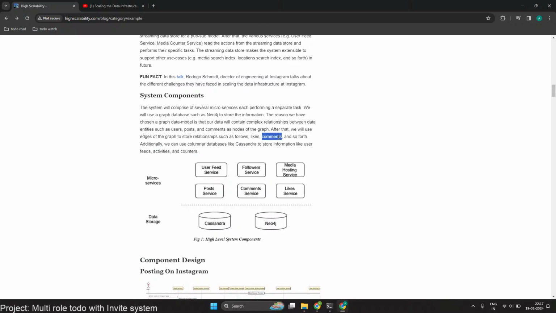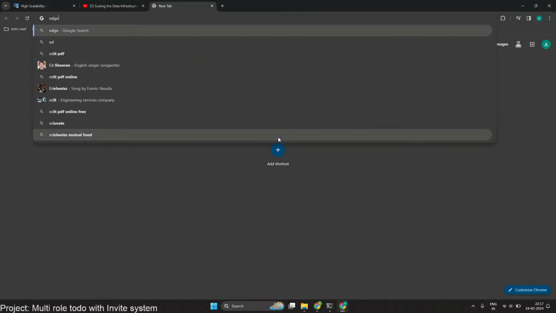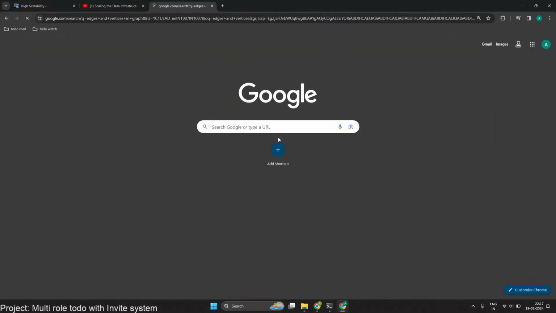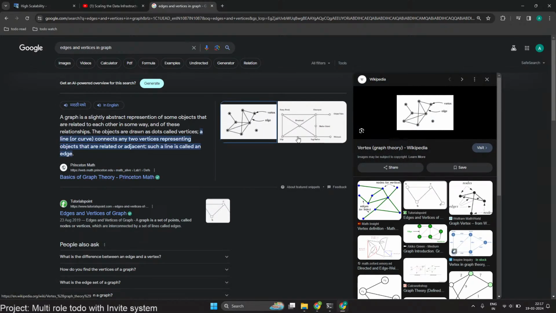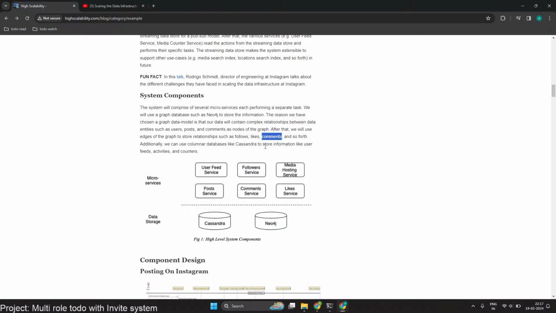So let me search in graph. So this line is an edge and the point is a vertex. Okay, so the line is an edge and the point is a vertex. After that, we will use edges of the graph to store relationships.